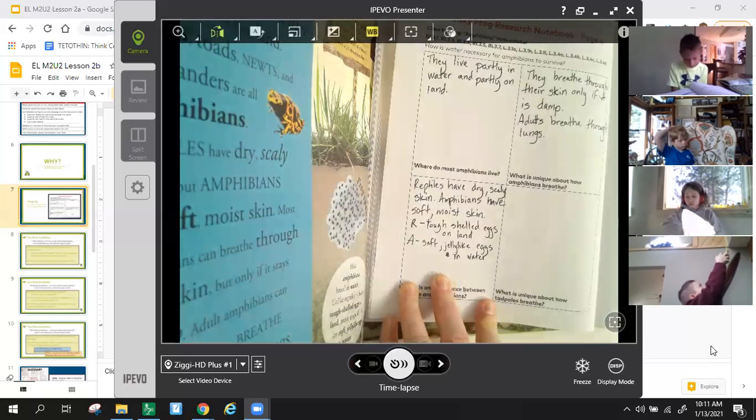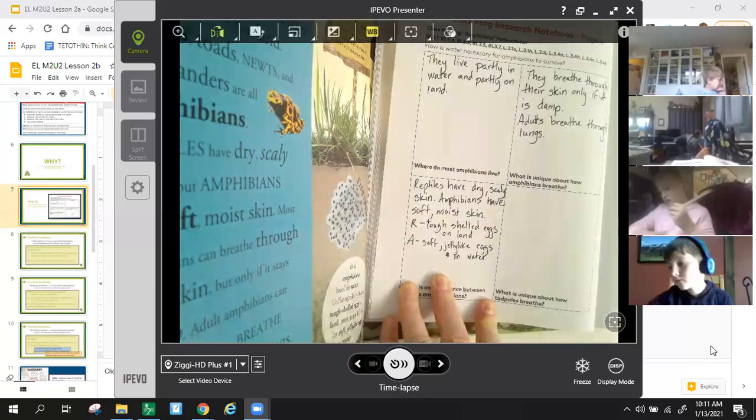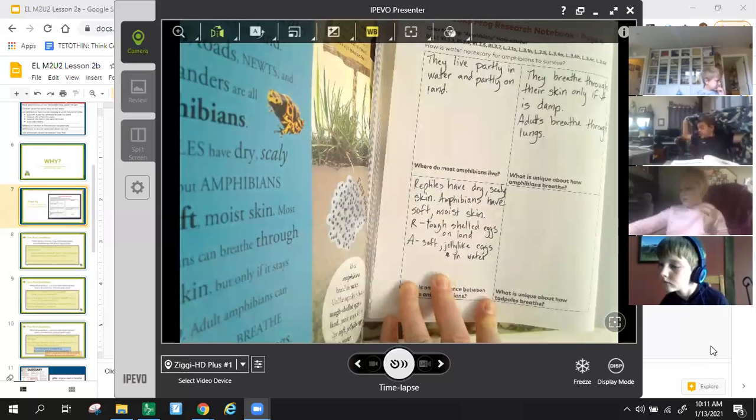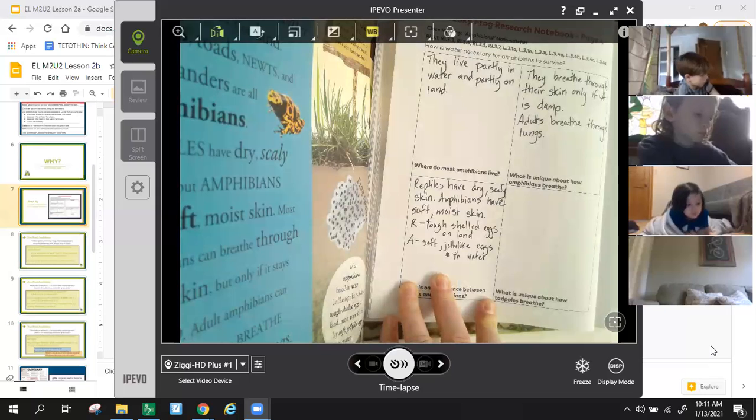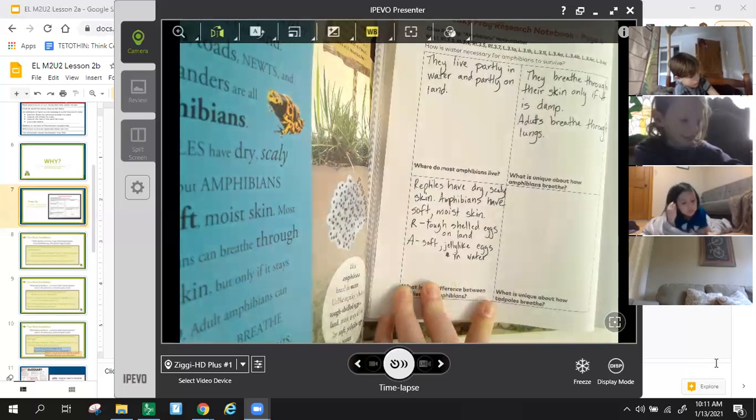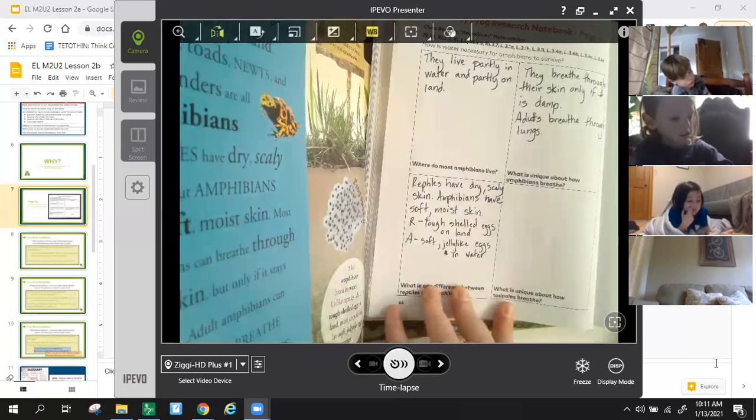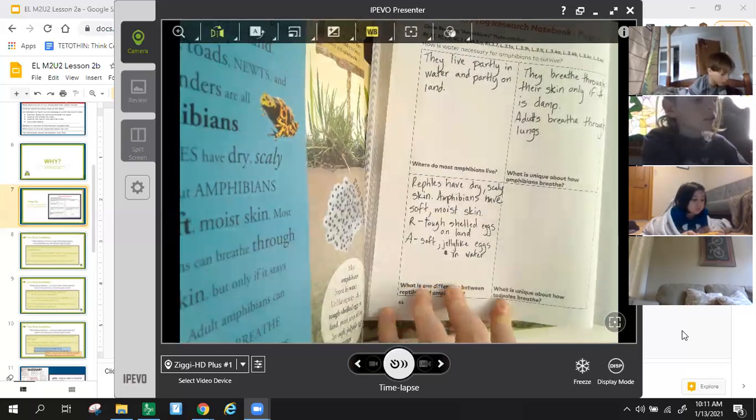Charlie Carr, is your hand up or are you just scratching? Okay, no worries. Just checking. I don't want to leave you out. Josh Carter, what can we add? That the frogs have to be in wet places.